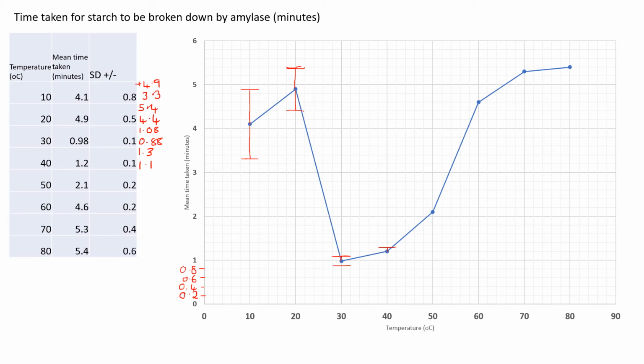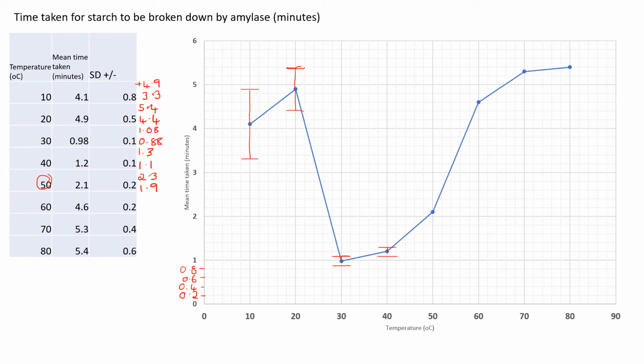And the next one is going to be 1.1. So there's 1.2 already where it's plotted, the mean, and then we're going to go in between that and plot, like so. Okay, so we'll keep going. So the next one, our 50 value, we're going to look at 2.1. We've got a standard deviation of 0.2. So 2.1 plus 0.2 gives me 2.3, my top value, and then 2.1 minus 0.2 gives me 1.9.